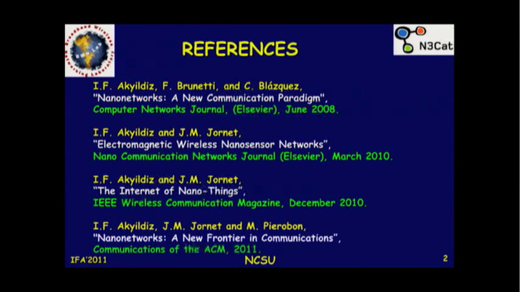We have 4 papers. The first one is the one that we worked on together with these 2 visitors from Madrid and Barcelona, Fernando and Cristina. And so it took us 2 years to establish these research directions and topics. We published in the Elsevier Journal.